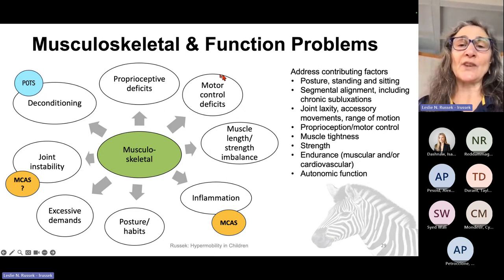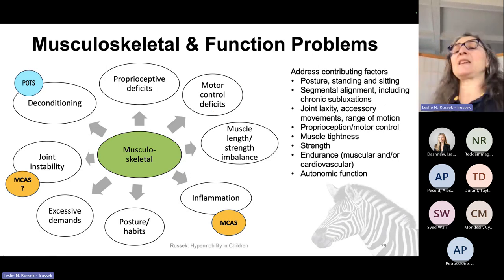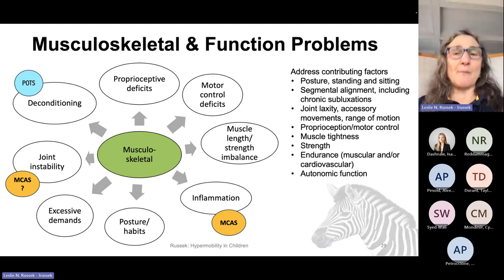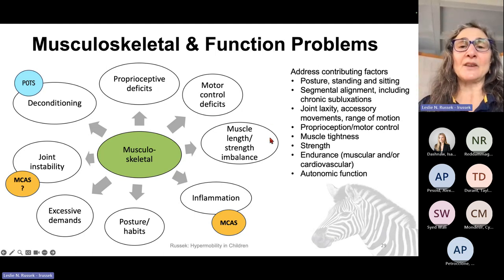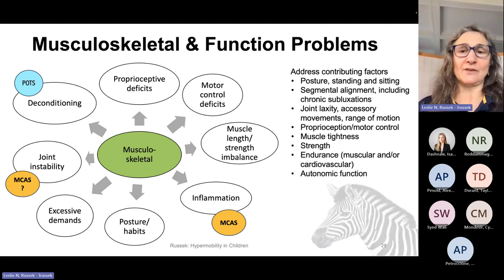They also have motor control deficits. They can't necessarily control their muscles well. So again, they tend to fling their limbs around. They may hang on their hips or hang on their spine because they don't have that fine motor control. And I actually find that kids who are athletic, because they are working to improve proprioception and motor control, are often better off than the sedentary kids.